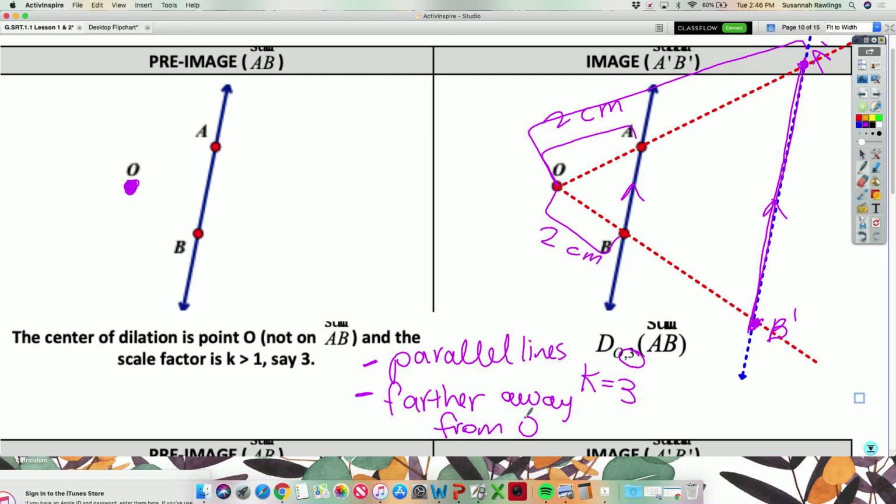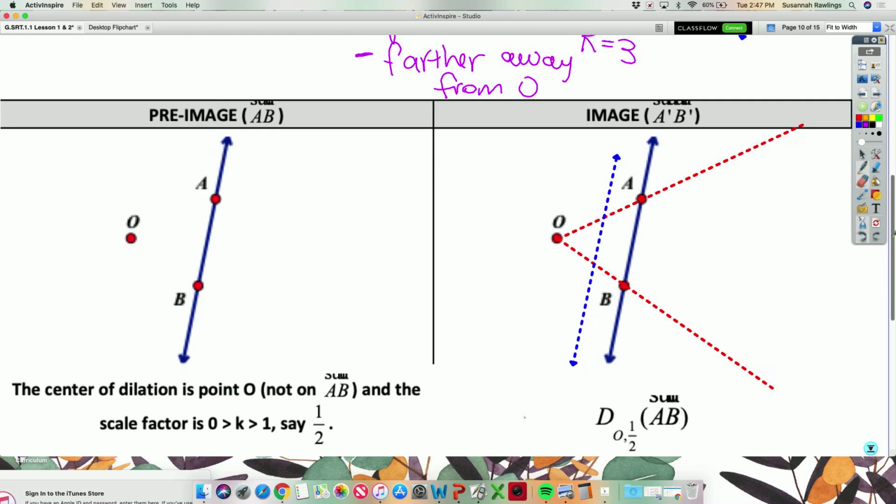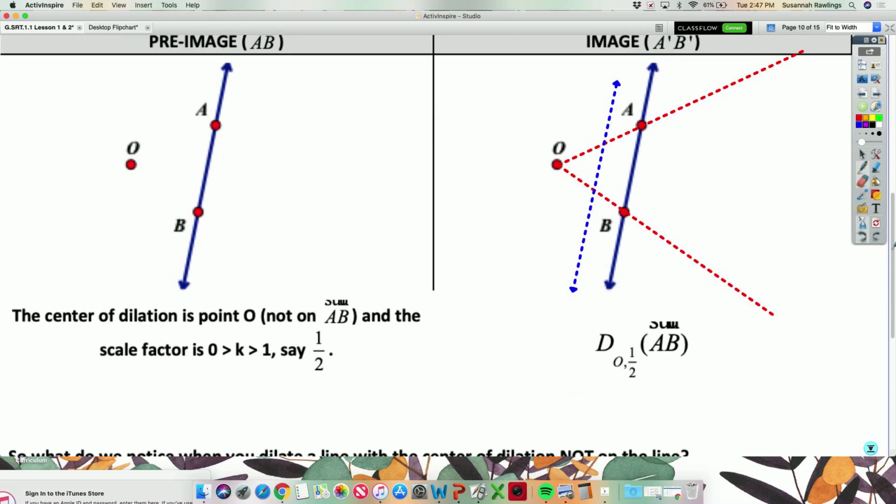And I'm going to have you guys try the next one. It's a reduction. So do you think it's going to be getting farther away or closer to that original point? It's going to be getting closer. So try that one. What's my scale factor here? 1/2. So you're going to be taking half the length, and these should be the same. So you want to start the same way. You want to extend out your OA and OB.